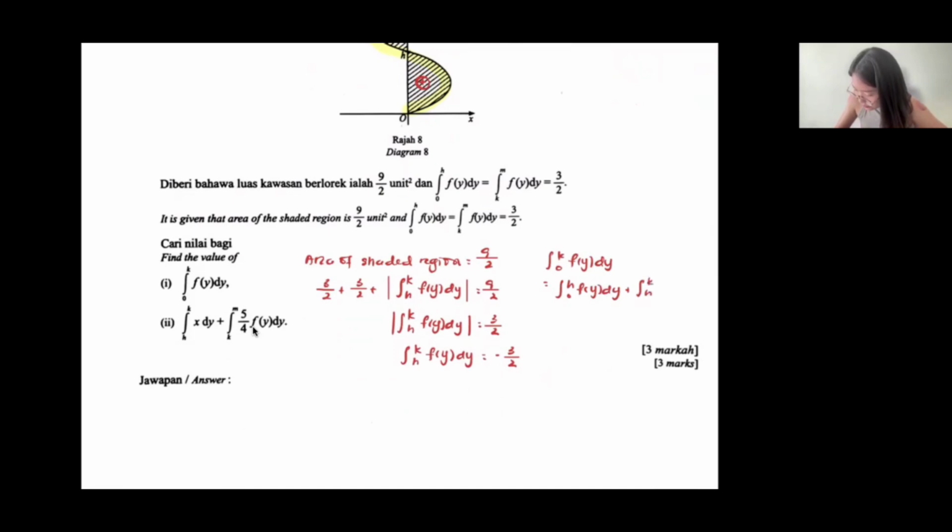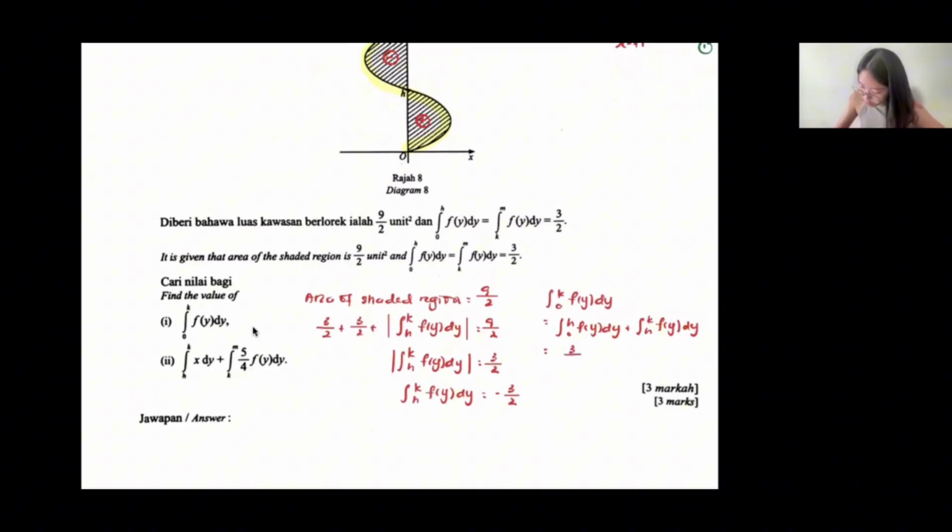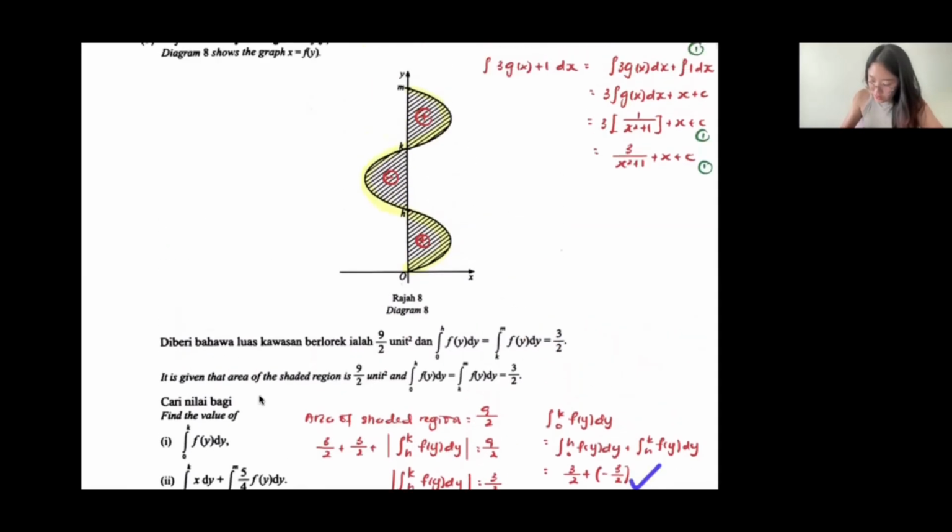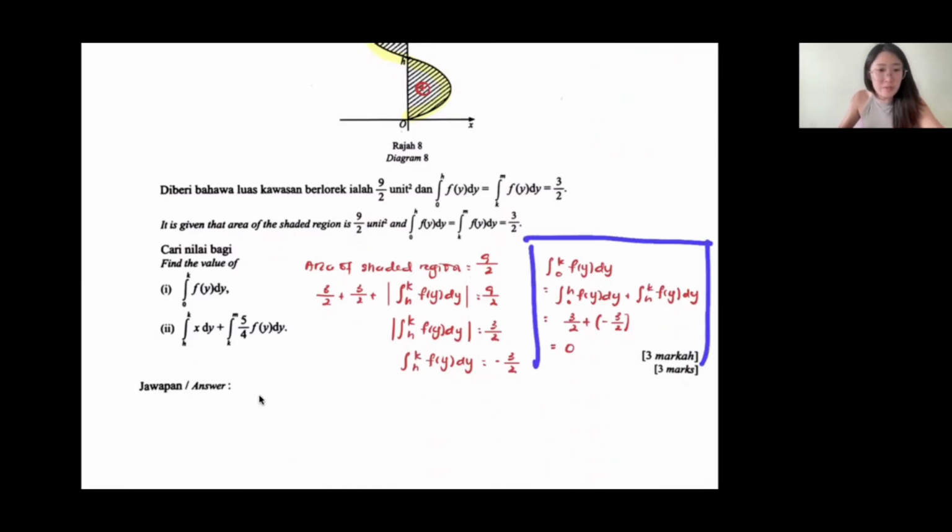The integral of f(y) dy from 0 to h is 3 over 2, and h to k we got just now, plus negative 3 over 2. So it will contra out to 0. Actually, you can just write this answer, because if you see the whole shaded region over here, the three parts add up to 9 over 2. You already know this is 3 over 2, this is 3 over 2, so this is also 3 over 2 if you minus it off. So you don't have to write so long, you just have to write this part out.